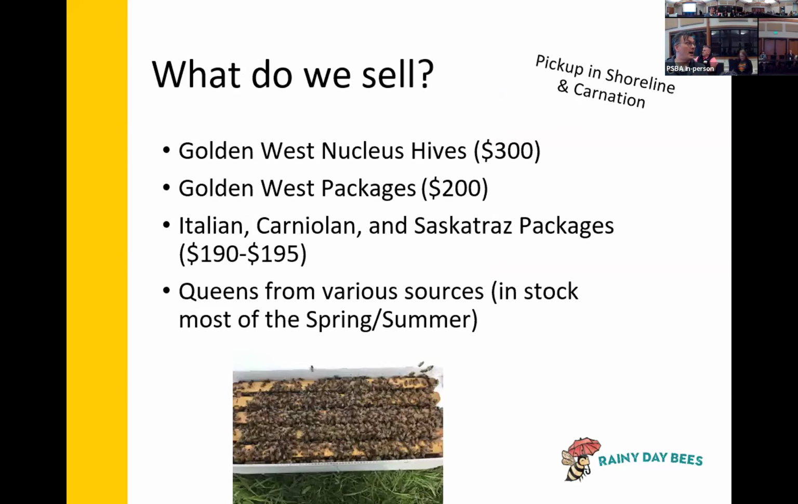So our bees, we really specialize in the Golden West line of bees. Our nucleus hives are $300. The packages are $200. We also offer Italian and Carniolan and Saskatraz for between 190 and 195, as well as queens from various sources. We maintain a queen bank throughout the spring and summer, and can work with various other queen breeders during that time.